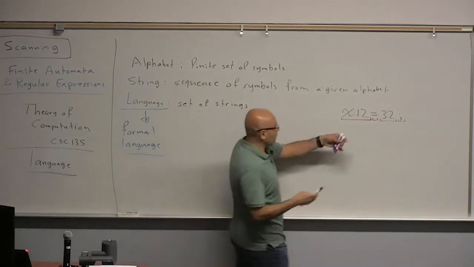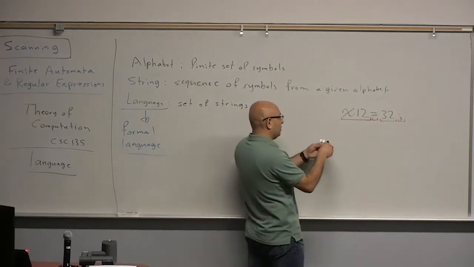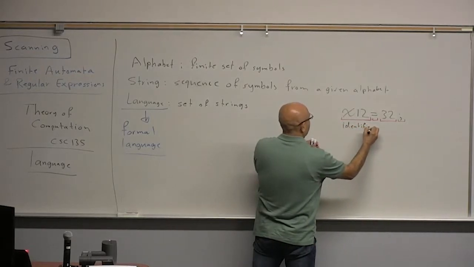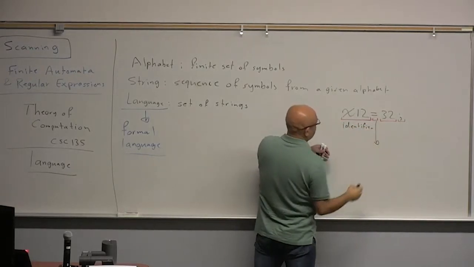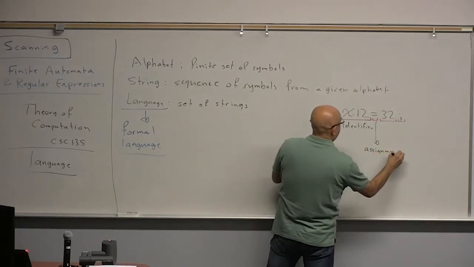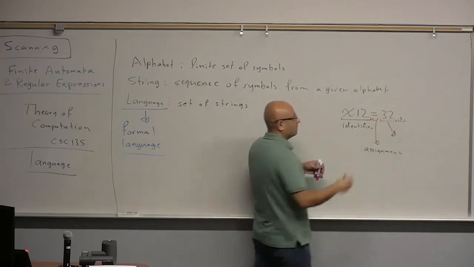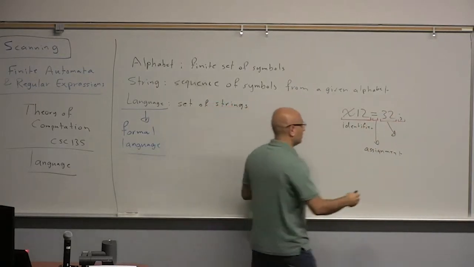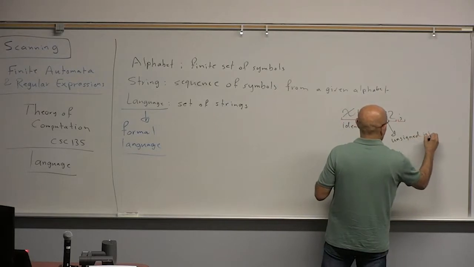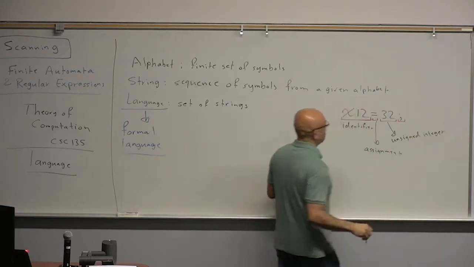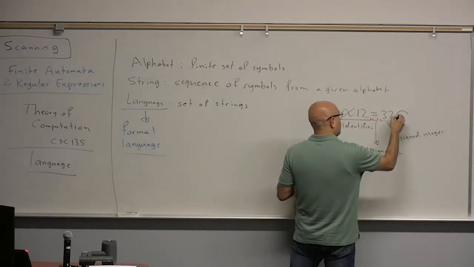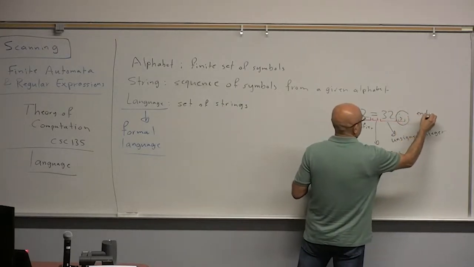This token is an identifier. This is a variable name. This is the assignment operator. And this is a constant integer, an unsigned integer. And this is the end of statement.